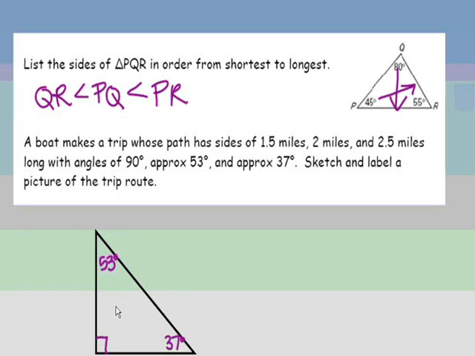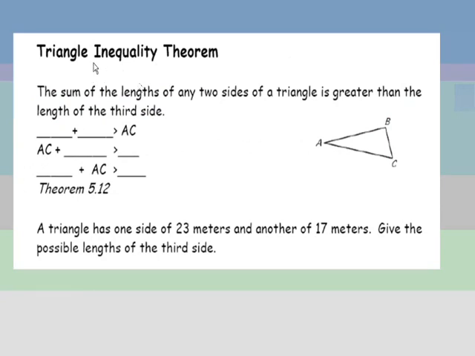Okay, which means that the longest side must be opposite the greatest angle. So this one must be my 2.5 mile side, and then this one down here must be my 2 mile side. And finally, this one, because it's opposite the smallest angle, must be my shortest side. So this one is my 1.5 miles. All right, beginning to see how angles and the sides relate. Not a difficult concept. Okay, let's move on to the triangle inequality theorem.